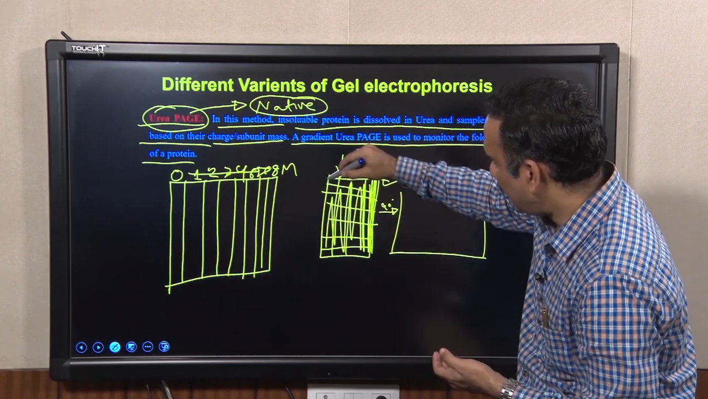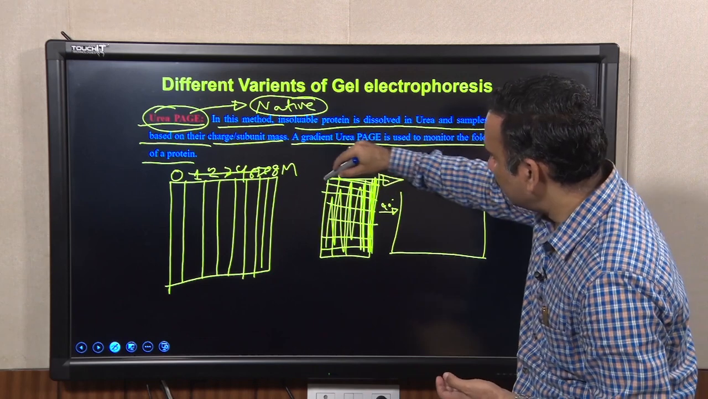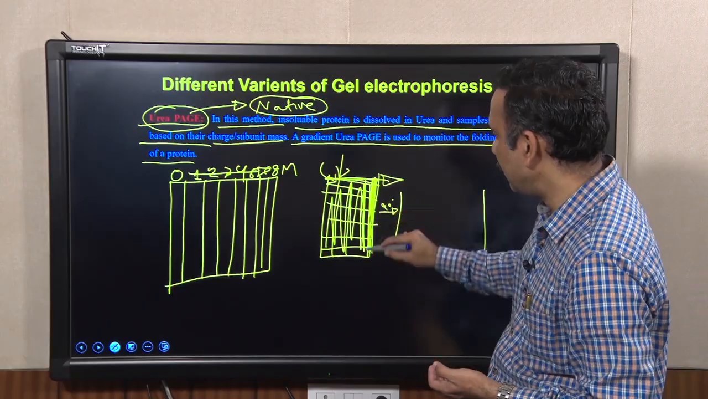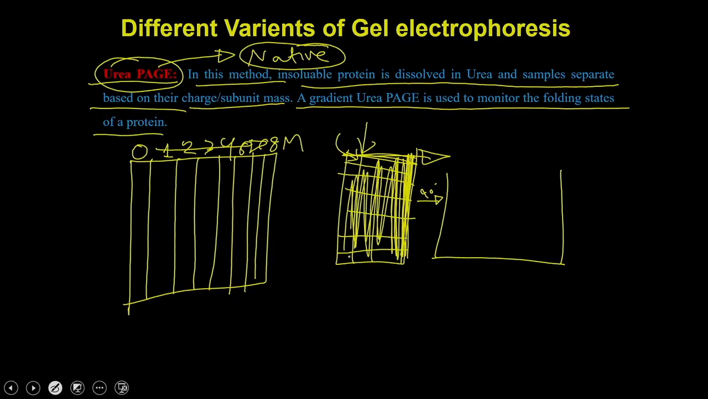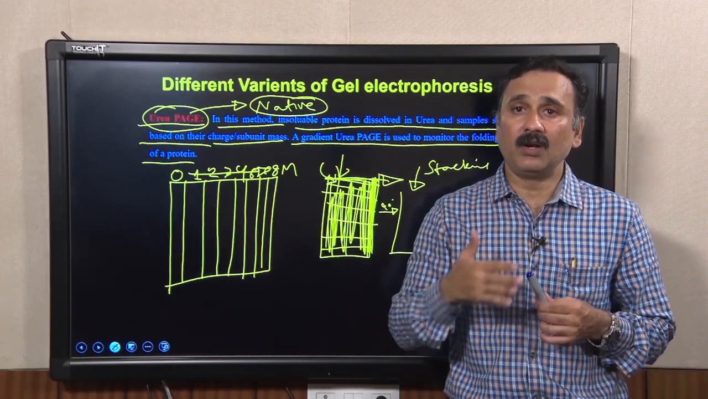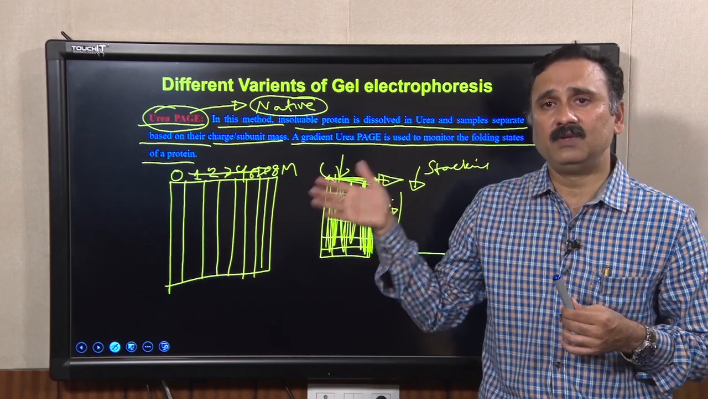So, when you rotate, you have to block from the top as well, and then you start pouring from the top, and first you fill this one, this one, this one, this one, this one, like that. Okay. So, once you are done with the casting up to the end, then you can rotate it back again, and then you can start pouring the stacking gel, put the comb and cast the different wells, and then you just load the proteins which have already been incubated with different amounts of urea.